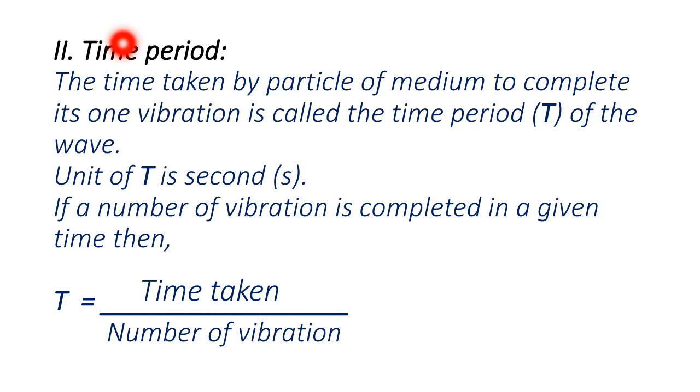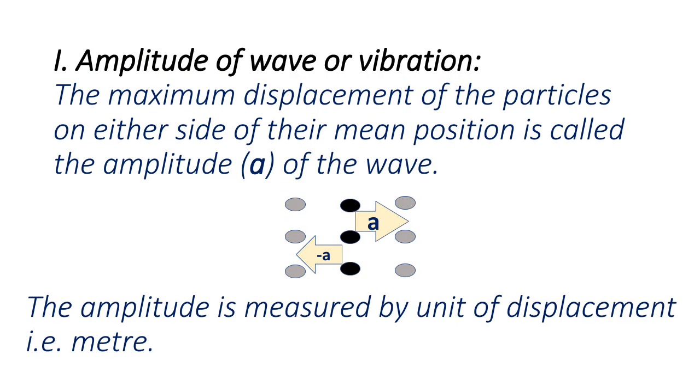Now see the next point. Here we have time period. So what is the time period? The time period is the time taken by a particle of a medium to complete its one vibration. From this picture, if the particle goes up to that point, returns back to this point, then goes up to that point and returns back to this point, this is called one complete vibration. Let me show you once again. If the particle is vibrating like that, this is one vibration, and whatever the time taken for that one vibration is called the time period.